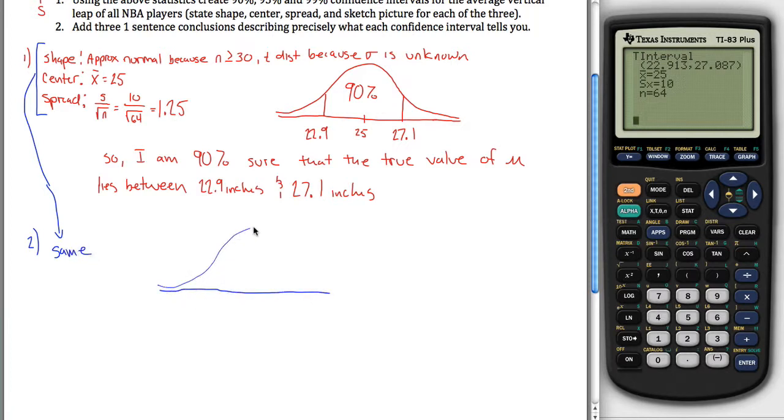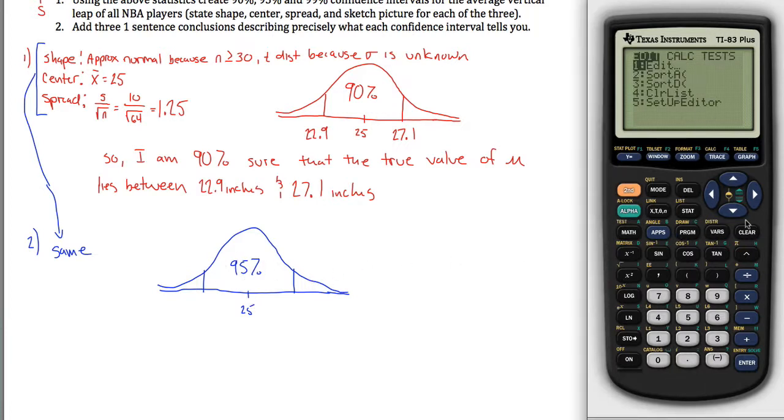Then I'm going to go and draw my picture. My picture will look very similar. I'll draw a bad normal distribution. And then I'll create my confidence interval. I'll say 25 is in the middle. I'll say I want 95% as the area in the middle here. And then I'll do the same thing. I'll hit stat, tests, t-interval. Everything will be identical except this will be 0.95. Go down to calculate and it'll spit out my answer.